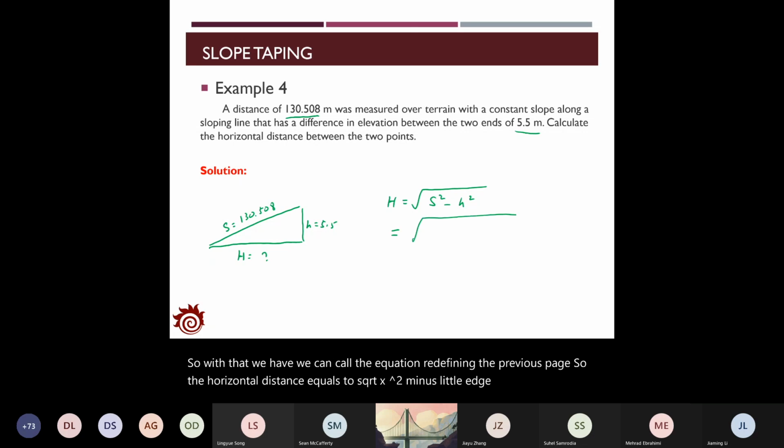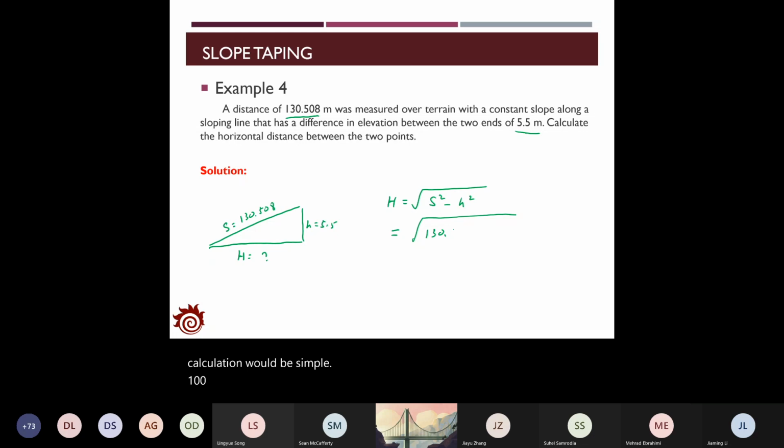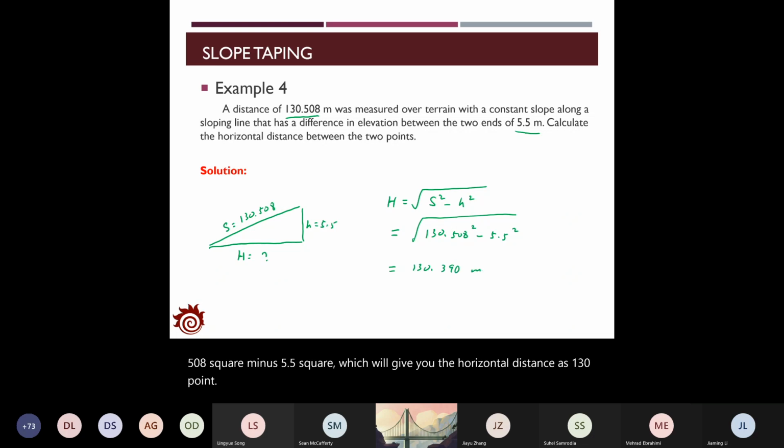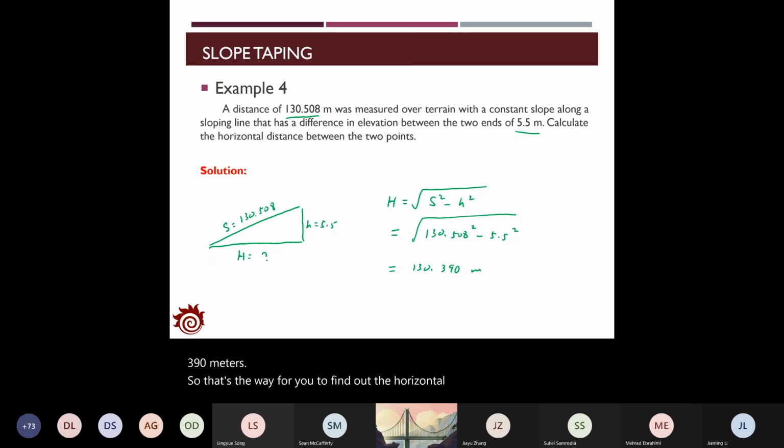So the calculation would be simple. 130.508 squared minus 5.5 squared, which will give you the horizontal distance as 130.390 meters. So that's the way for you to find out the horizontal distance based on the slope distance and the elevation difference.